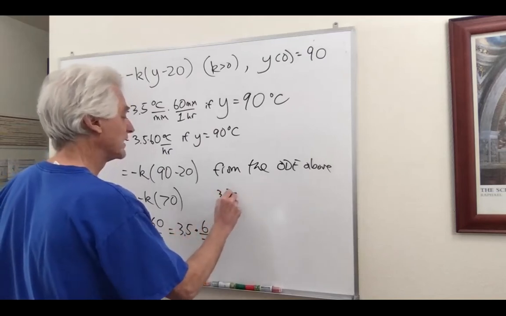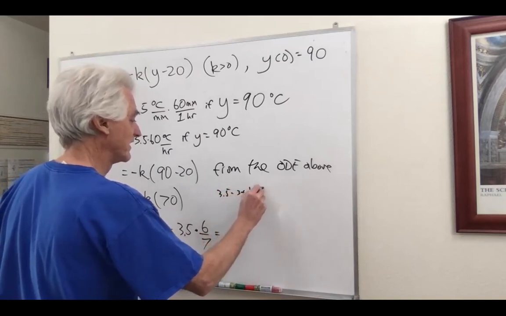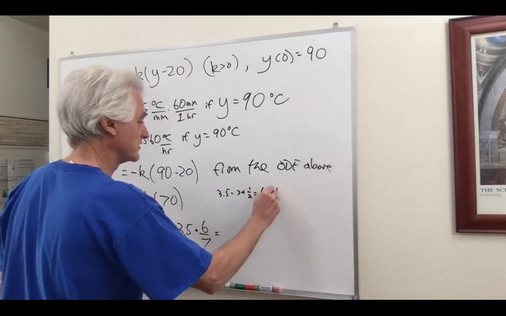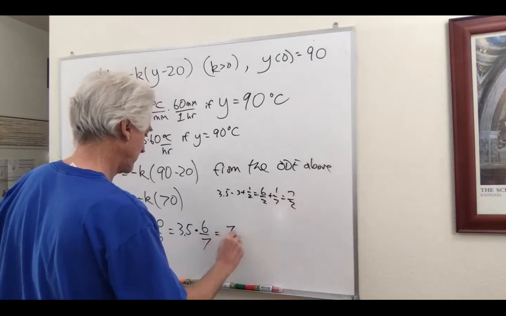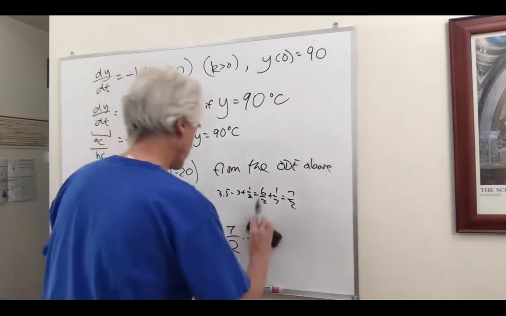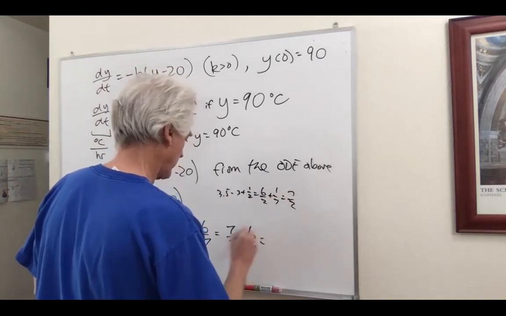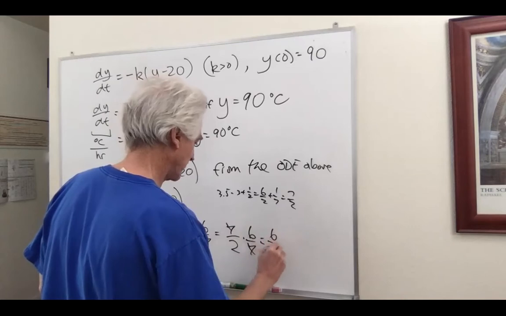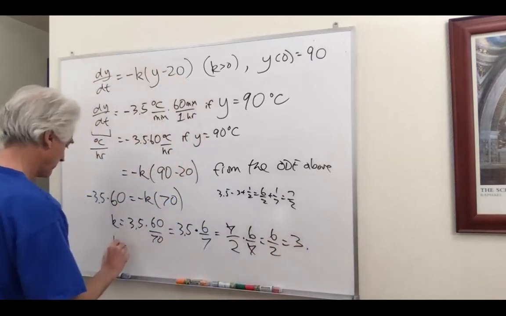3.5 is 3 plus a half. 6 halves plus 1 half is 7 halves. So this is equal to 7 halves times 6 sevenths. The 7's cancel, 6 over 2 is 3. So k is 3.